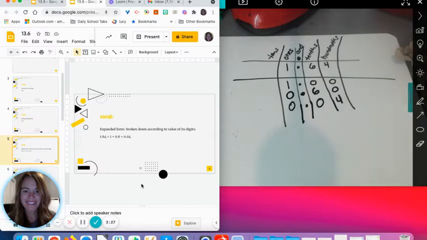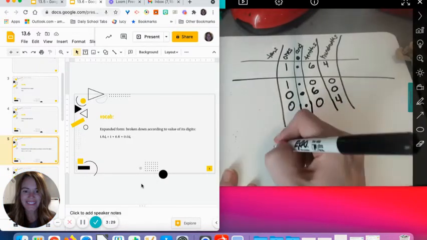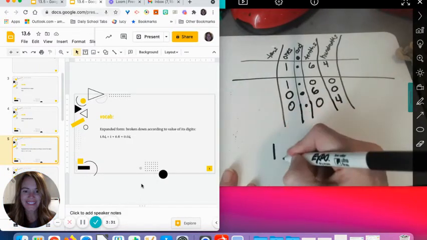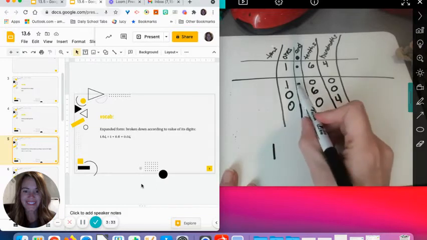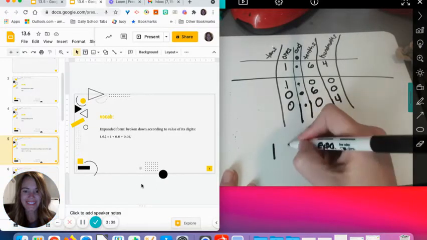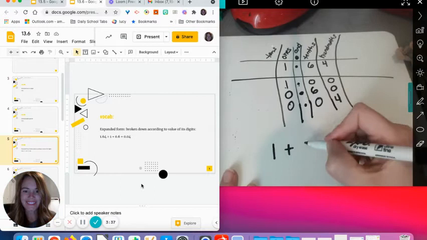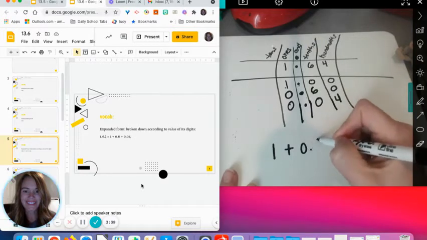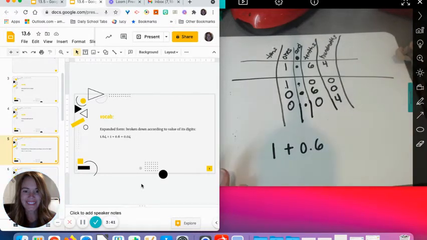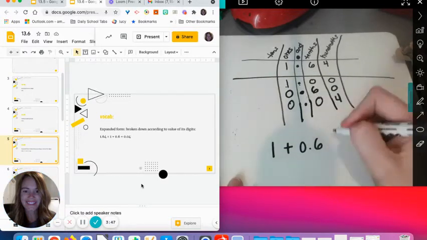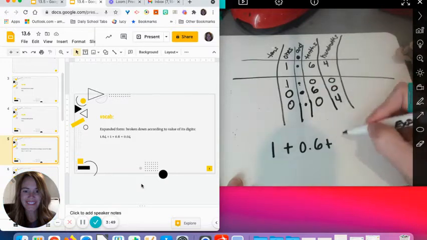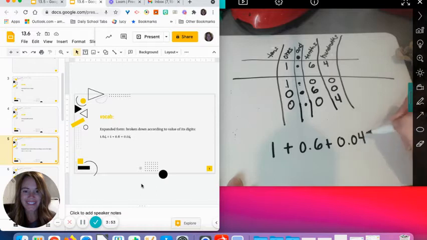So if I were to write this now in expanded form, I have 1, you could put it as 1.00 or just 1, plus 0.6 or 0.60. It means the same thing because 6 tenths is the same thing as 60 hundredths, plus 0.04, hundredths.